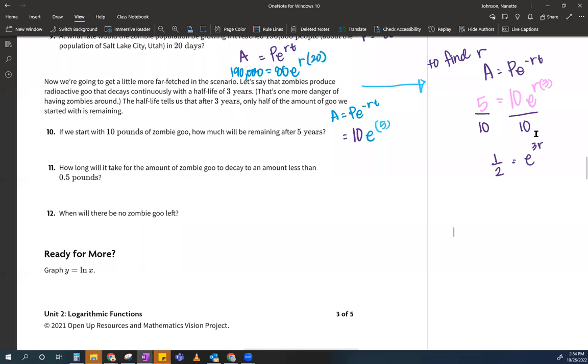I mean, earlier today, we learned that if I want the exponent out of my e, what would I do to both sides? What would I do to both sides?